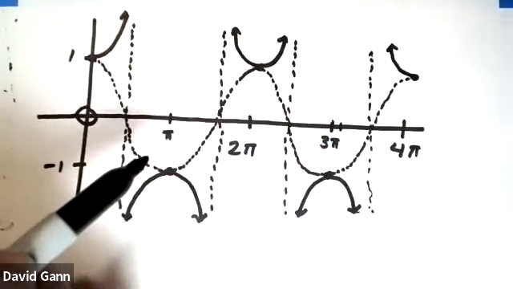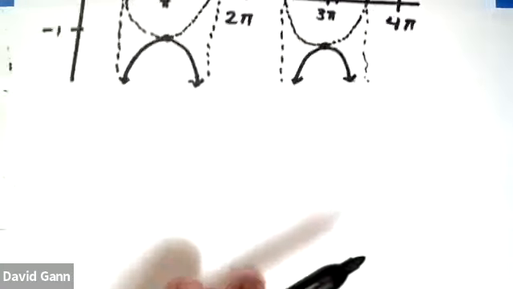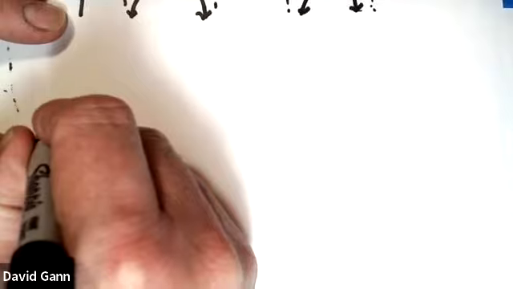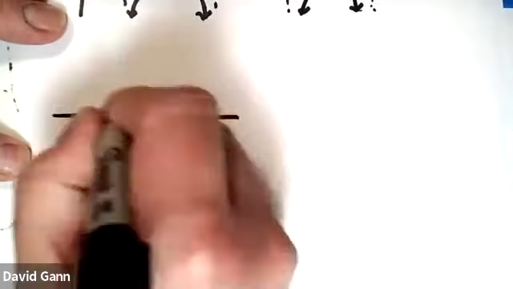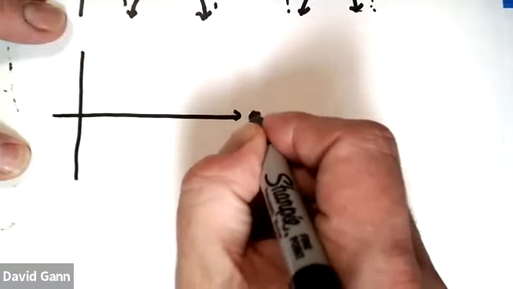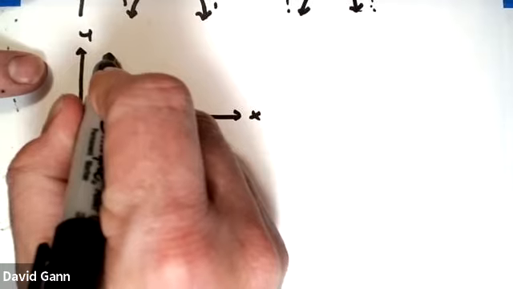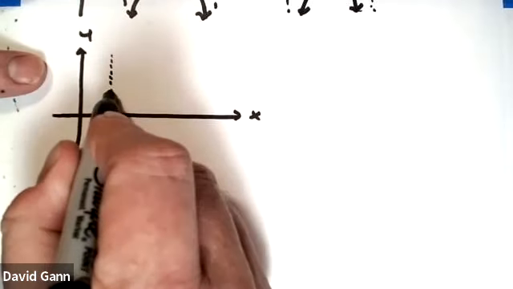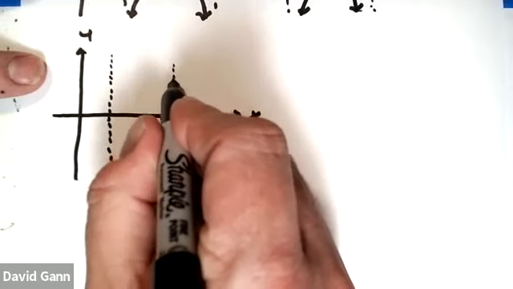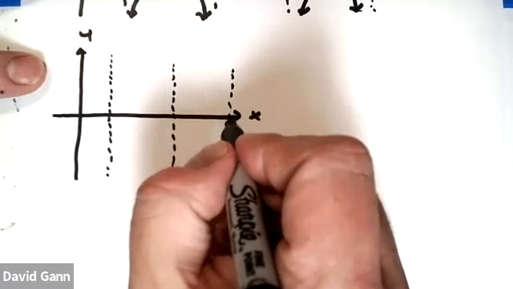The graph of secant does not involve the cosine. So if we were to clean this up and just have the graph of secant, I'm going to do it a little bit smaller so I don't take up too much space here. But here's our x-axis and our y-axis, and we'll go ahead and put in the vertical asymptotes. The first one occurs at pi over 2. The next one occurs at 3 pi over 2. And then finally, we have one out here at 5 pi over 2.